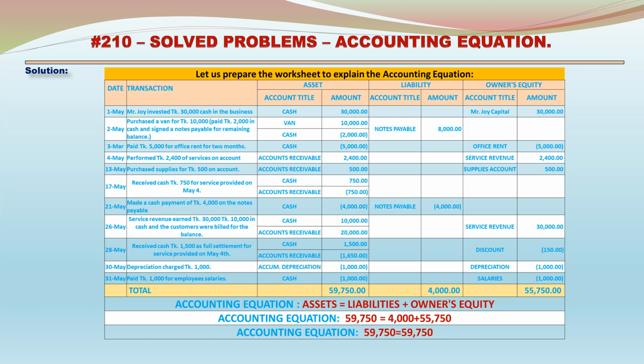Total assets 59,750. Total liabilities 4,000. Total owner's equity 55,750. Accounting equation: assets is equal to liabilities plus owner's equity. 59,750 is equal to 4,000 plus 55,750. 59,750 is equal to 59,750.